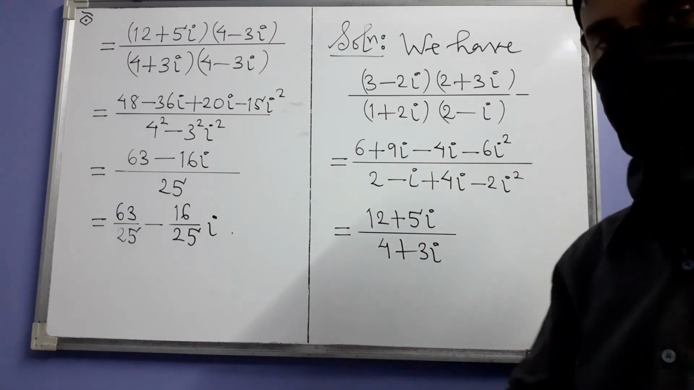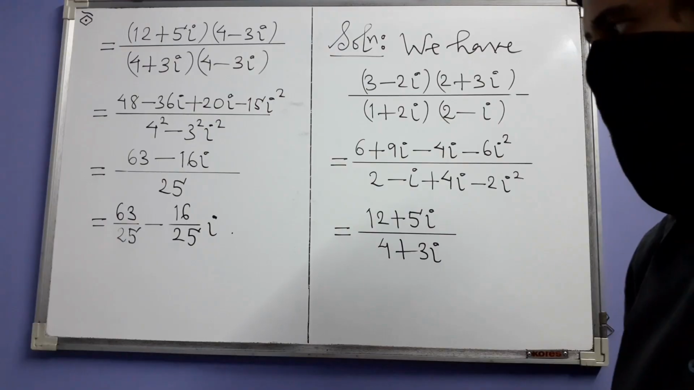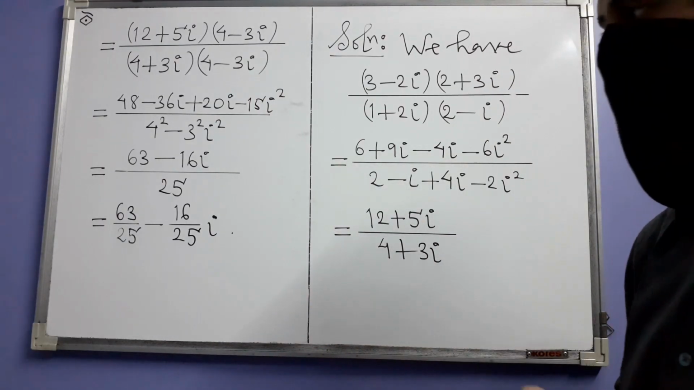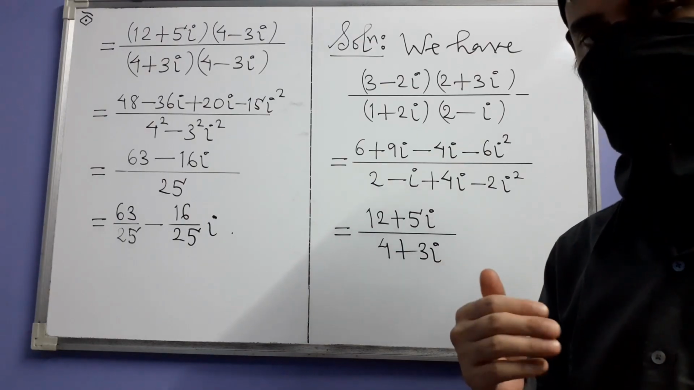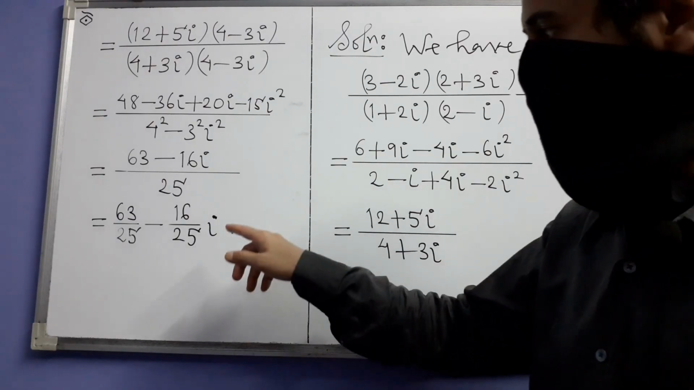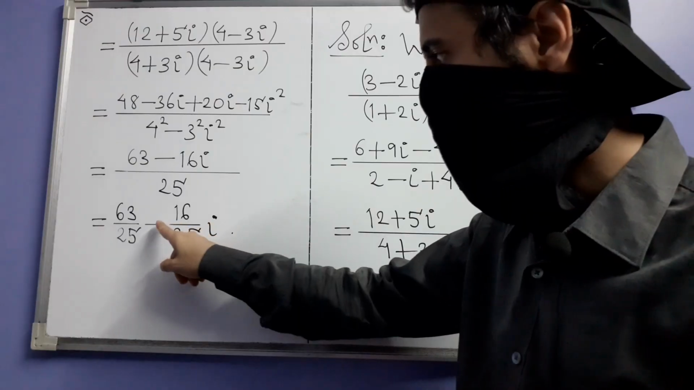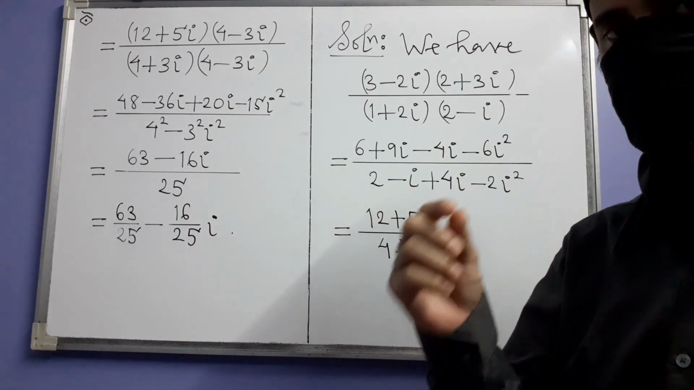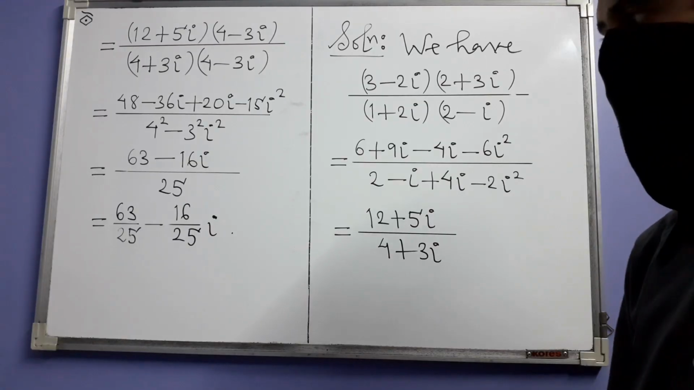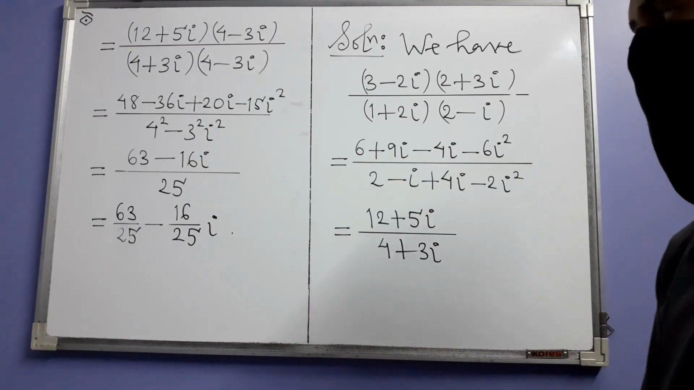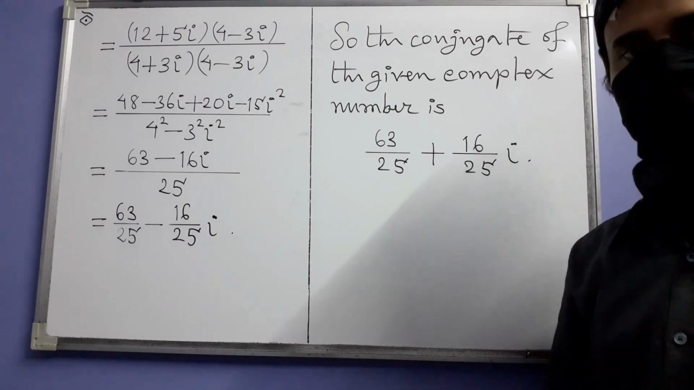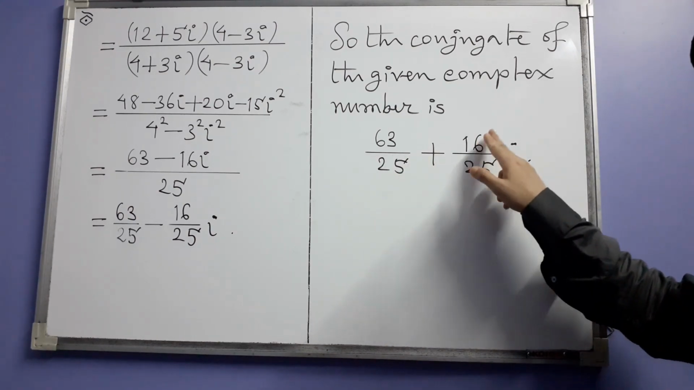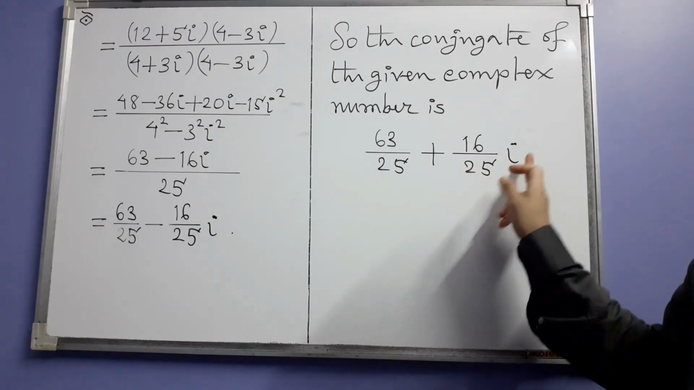So now you can find its conjugate by simply changing. What do you have to do to find the conjugate of a complex number? You change the sign of the imaginary part. The imaginary part in this case is minus 16 divided by 25. So in its place you write 16 divided by 25 and you will get the conjugate. So this is the conjugate, 63 over 25 plus 16 over 25 i.